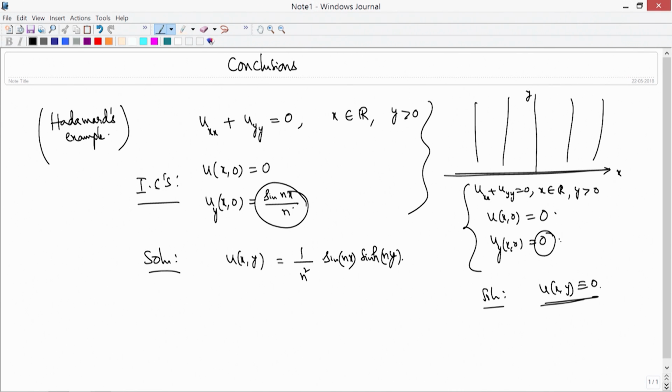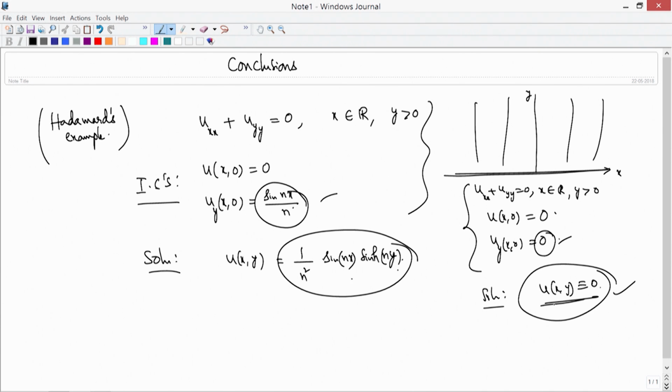So, these are very close, but the solutions are not very close. As n goes to infinity, these two deviate from each other. That means the solution is not depending on the initial data continuously. The solution is not continuously depending on the initial data. That is why we do not provide these initial values for the Laplace equation.